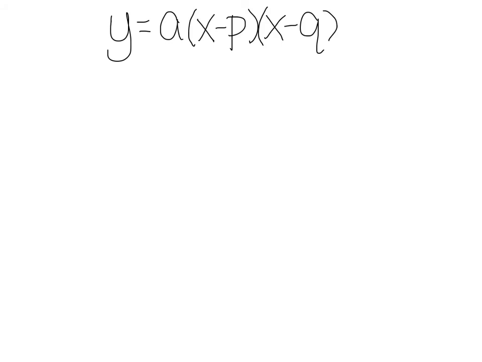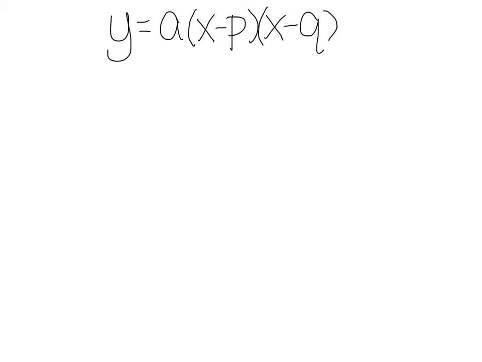The other thing we want to look at is how, if I'm given factored form, I can go into any of the other forms, standard form or vertex form. Standard form's pretty easy. All you have to do is multiply it out. But vertex form is a little bit more difficult.